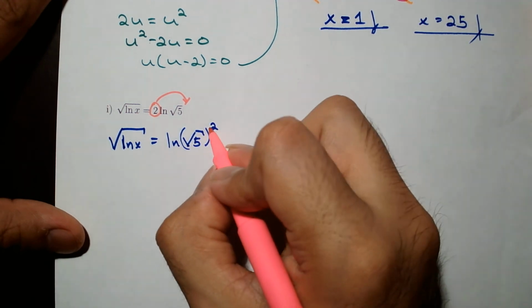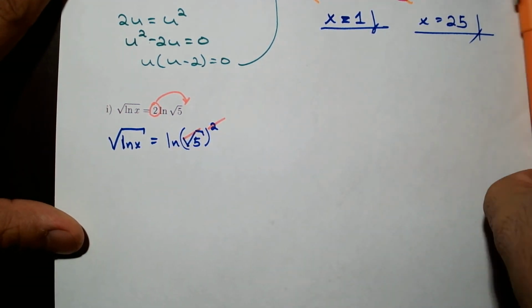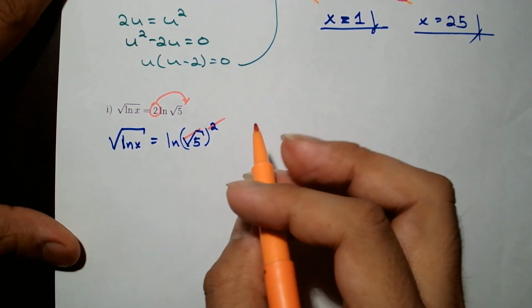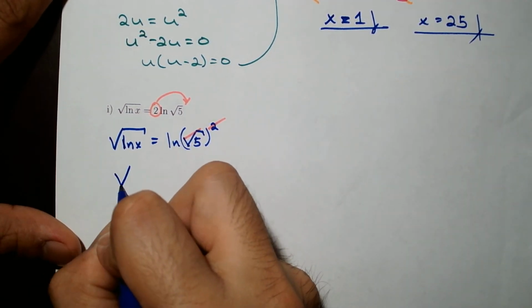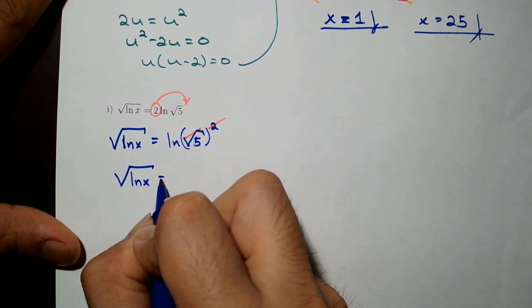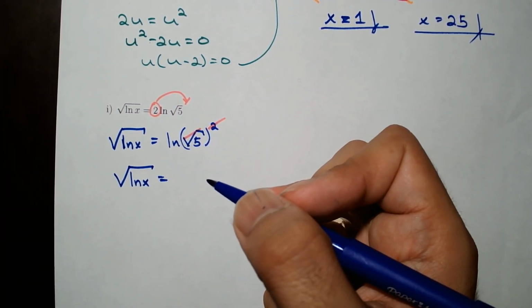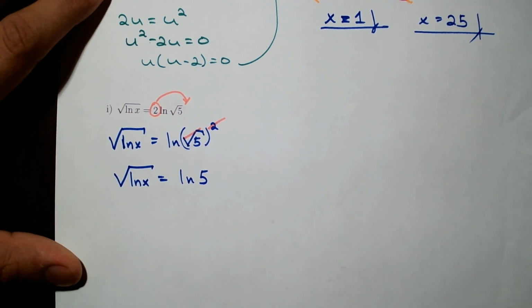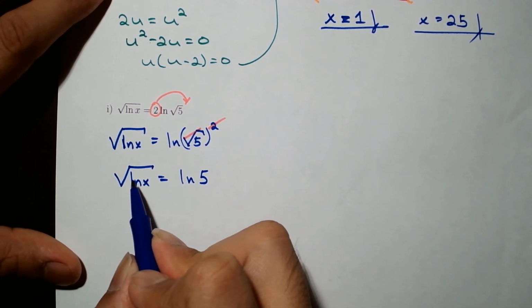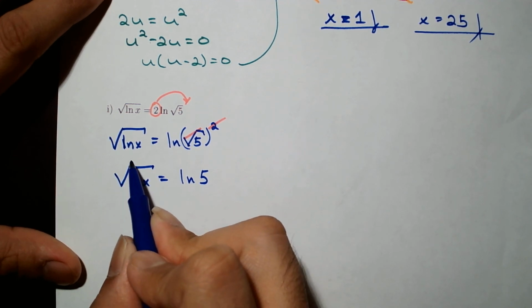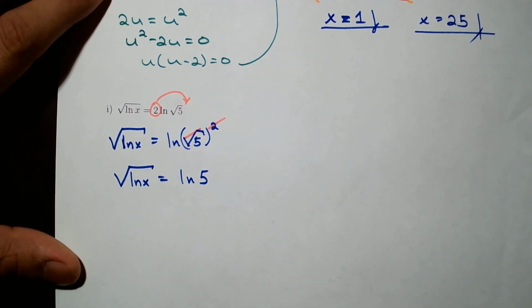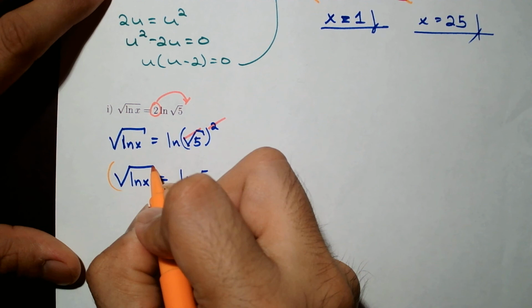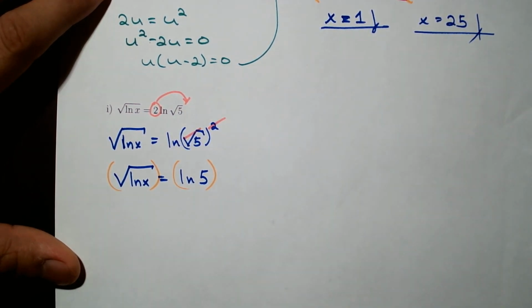And what's going to happen here? The radical will get canceled with the power, and that's going to give me the square root of ln x equals ln of 5. Now, our variable is inside of a natural log, which at the same time is inside of a radical, so we need to get rid of that radical by squaring both sides. So what are we going to get in here?